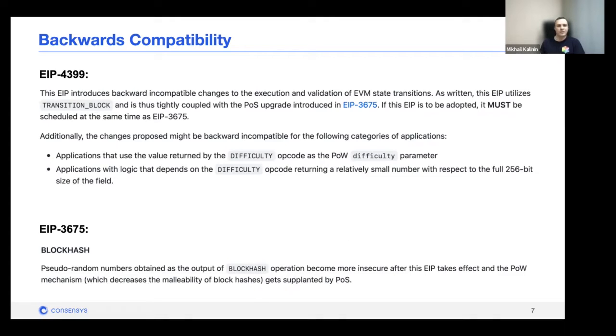The next is 3675. I think it makes sense to put all the randomness stuff on one slide. I just want to remind that the values returned by the block hash opcode since the merge happens will no longer be secured by the proof of work seal. So if the application used the block hash as a source of randomness, it will become manipulable by the block proposers. And to summarize the compounding effect of these two EIPs.